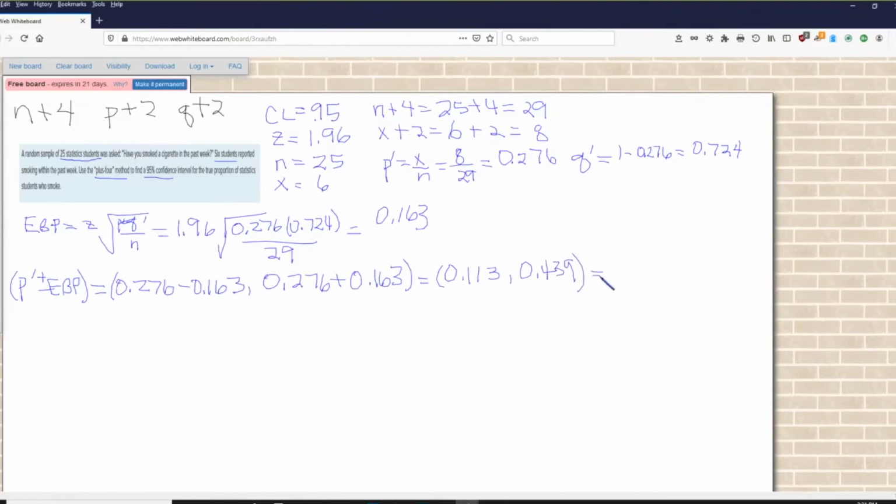Once again, with proportions, we write those as percentages. So that's 11.3% and 43.9% for my upper bound. For our interpretation, we write, we are 95% confident that the true proportion of all students who smoke cigarettes is between 11.3% and 43.9%. Okay, any questions?